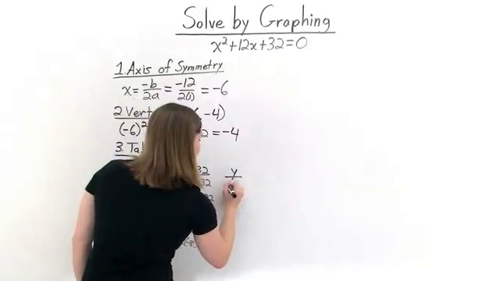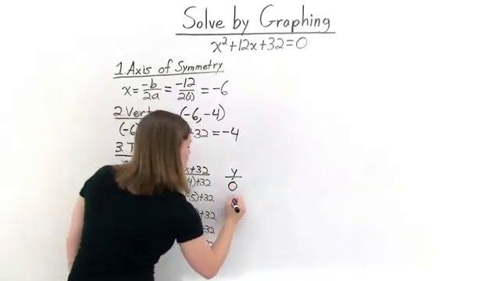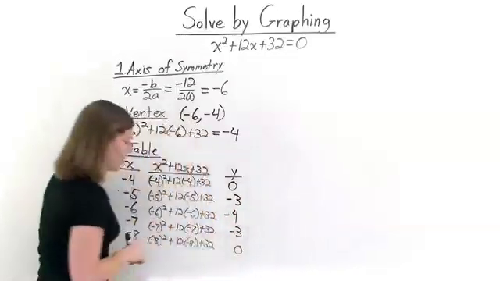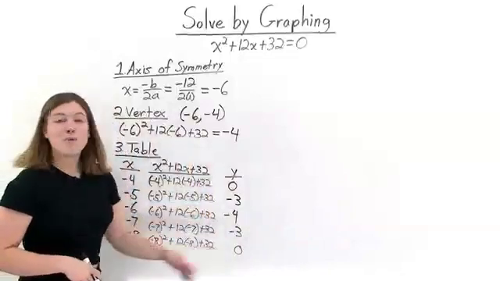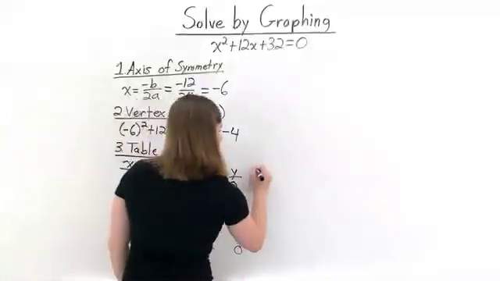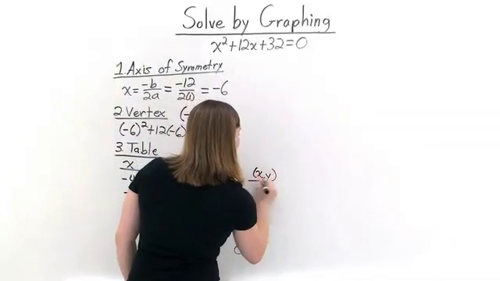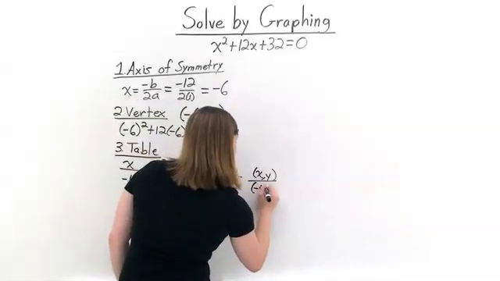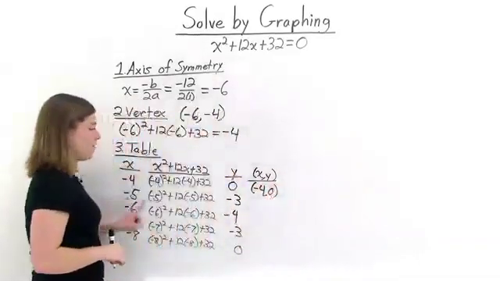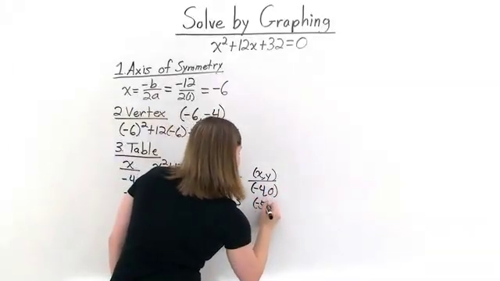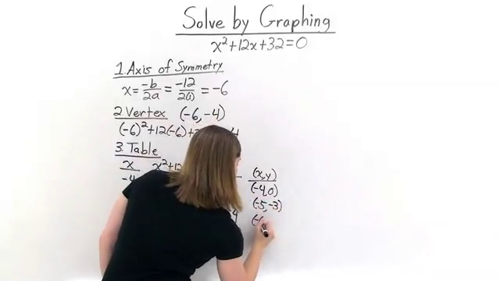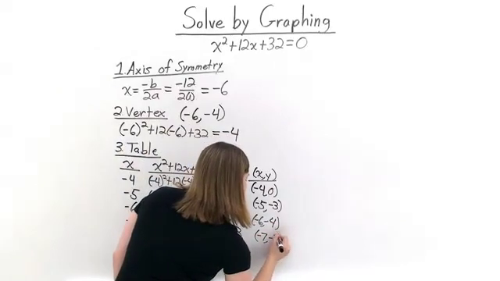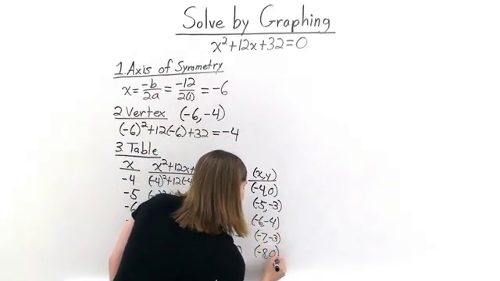This expression is simplified to 0. Our next expression is simplified to negative 3. Then we get negative 4, negative 3, and 0. So now we have x and y values. We can make ordered pairs. So in our last column of our table, we'll write our xy ordered pairs. Here, when x is negative 4, y is 0. So we have negative 4, comma 0. Here we have negative 5, comma negative 3. Then comes negative 6, comma negative 4, which is our vertex. And then we have negative 7, comma negative 3. And finally, negative 8, comma 0.